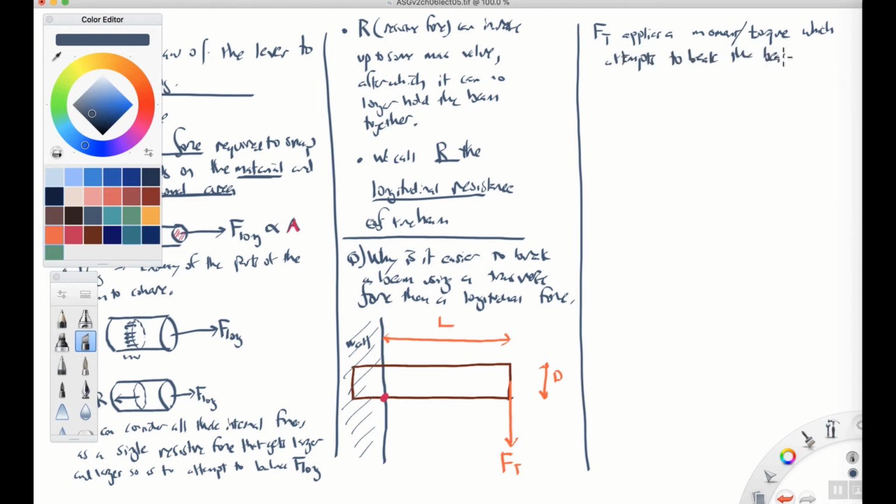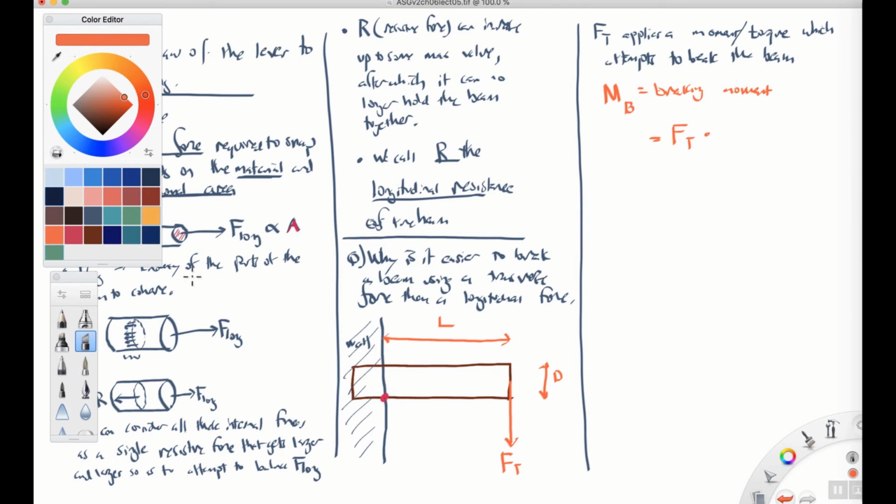And remember, a moment or a torque is a product of a force and a lever arm or a distance. So let's calculate the braking moment. I'm going to call that M sub b, the braking moment. And how do we describe this? Well, it's applied by this force right here we're applying to the end, and the lever arm right here.